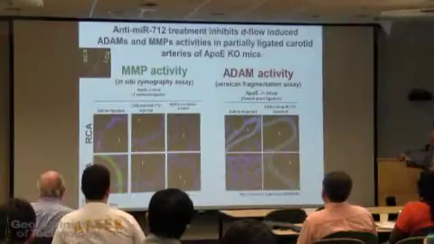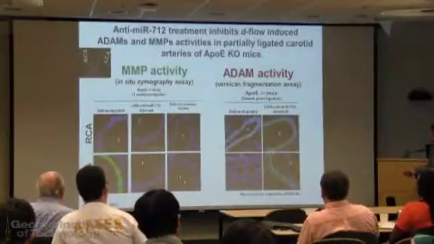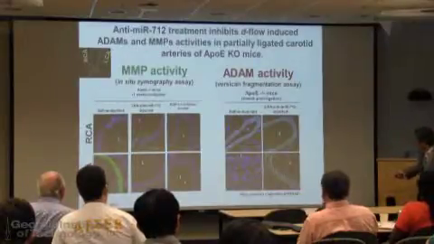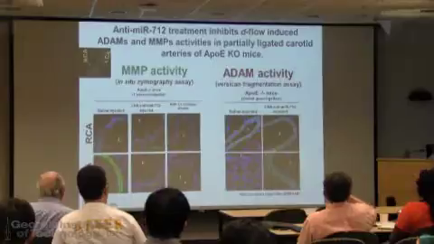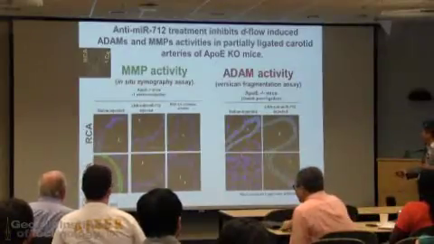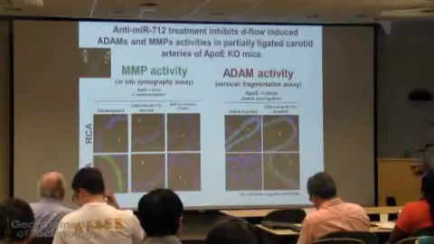So then we measured ADAM activity by using versican fragmentation assays. And you can see in the control there is not much signal going on. But in the LCA, you will see a lot of red staining. I don't know if you can see it. That means sheddase activity has increased. And this increased ADAM activity is again prevented if we treat mice with anti-miR-712.